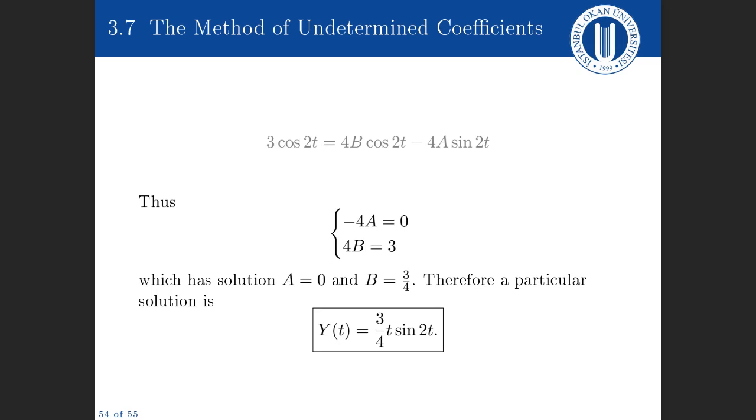So to recap, in your ansatz for a particular solution, you can't use exactly the same functions that you would use in a general solution to the homogeneous equation. Instead, you need to multiply them by t.